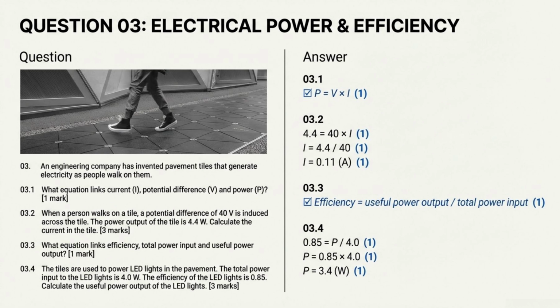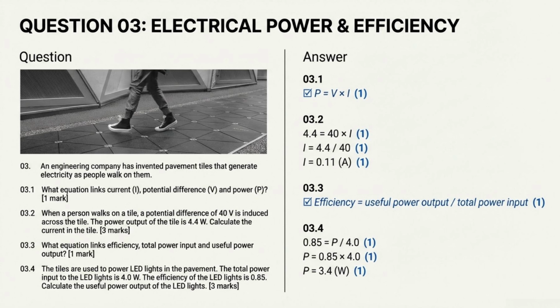Let's jump to question 03. Electrical power and efficiency. We've got a photo of some pavement tiles that generate electricity when people walk on them. Question 03.1 is pure recall. What is the equation that links current, potential difference, and power? That's P, V, and I. Right. P equals V times I. Power equals potential difference times current.